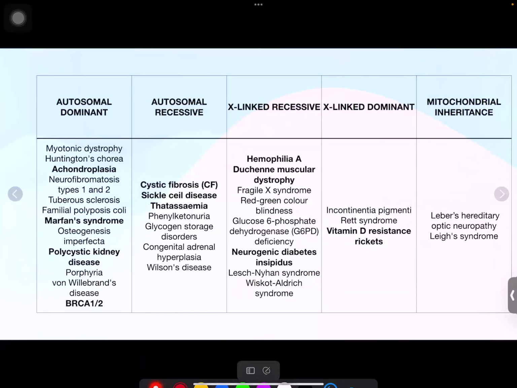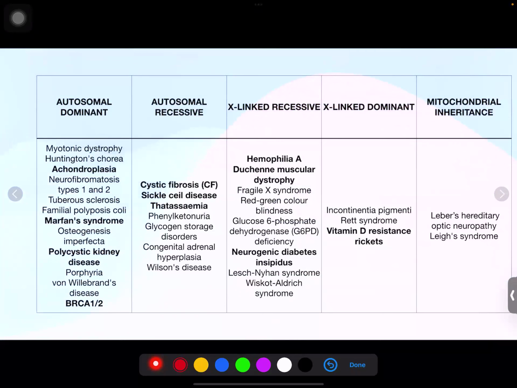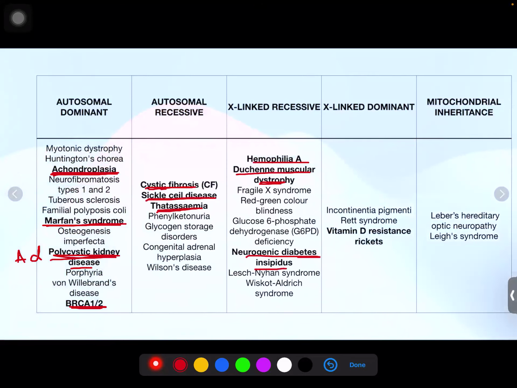I have jotted down all the most common examples of all the diseases, and I have highlighted the ones which are very important. In autosomal dominant, you have to remember chondroplasia, Marfan syndrome, polycystic kidney. Which one is adult type? BRCA1 and 2. Then autosomal recessive: these 3 are very common: sickle cell, cystic fibrosis, thalassemias. Then X-linked recessive, hemophilia and DMDs. They are very important, and nephrogenic diabetes insipidus as well. X-linked dominant, they can ask you about vitamin D resistant rickets.